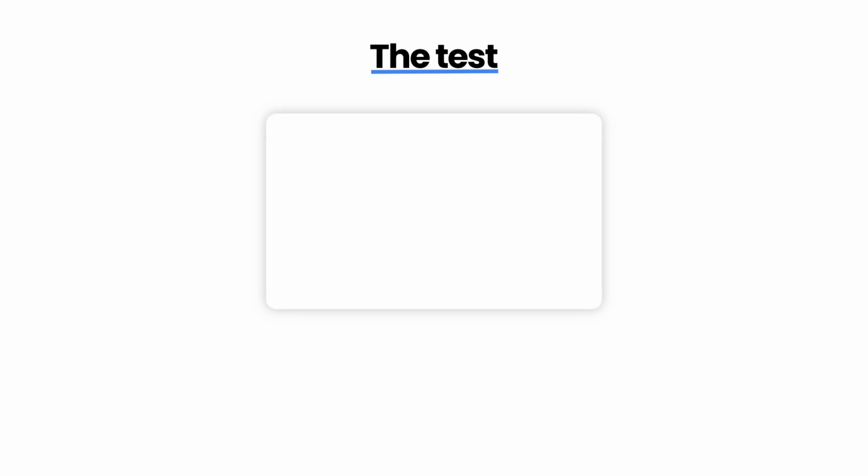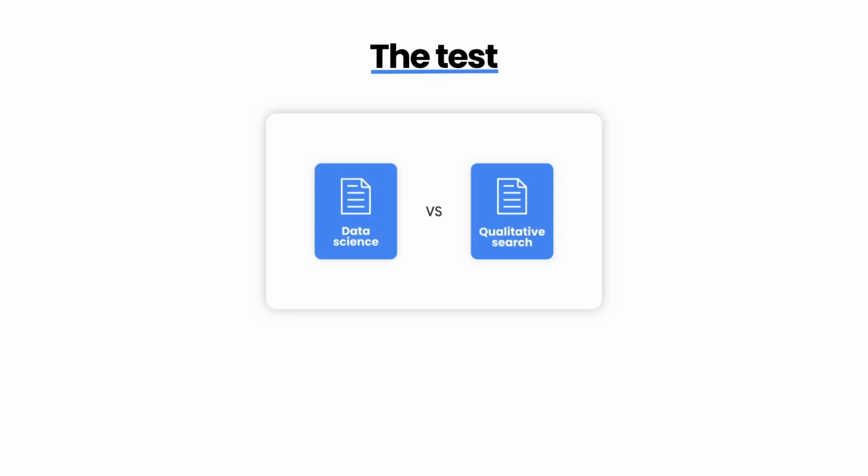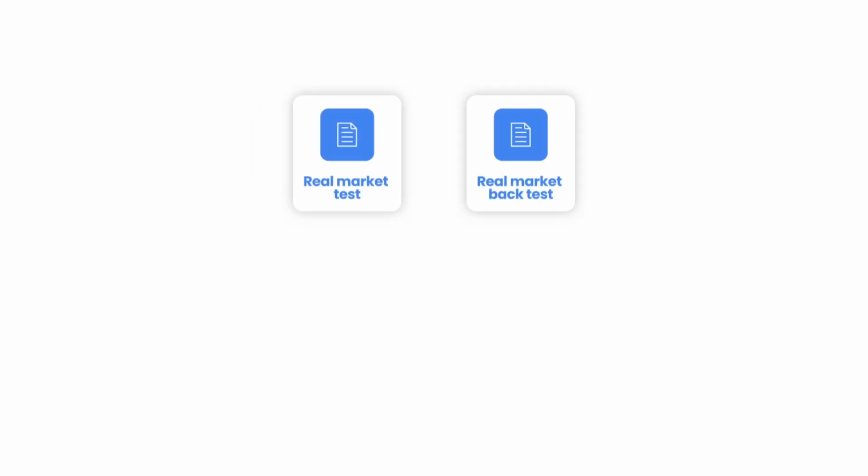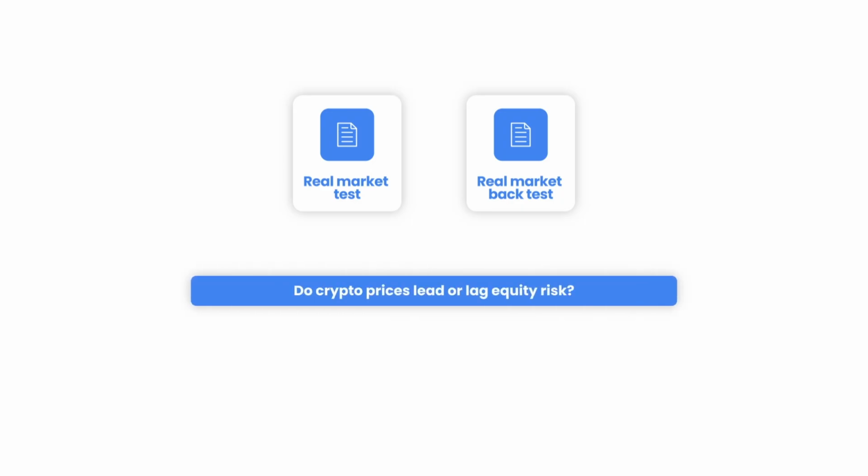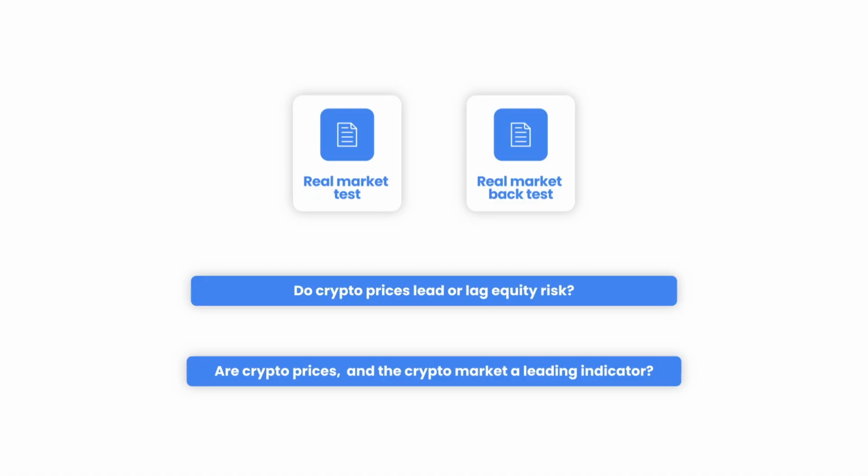Now, the question that you might have is, how does Kimi's model actually stack up compared to some of the other leading models, for example, Fable 5? And I'm actually going to show you a real test that I ran. The test combined data science versus qualitative search, and put this into a research document. So I ran a real market backtest to answer the question of, do crypto prices lead or lag equity risk? Are crypto prices and the crypto market a leading indicator for froth on high beta names in the equities market, right?